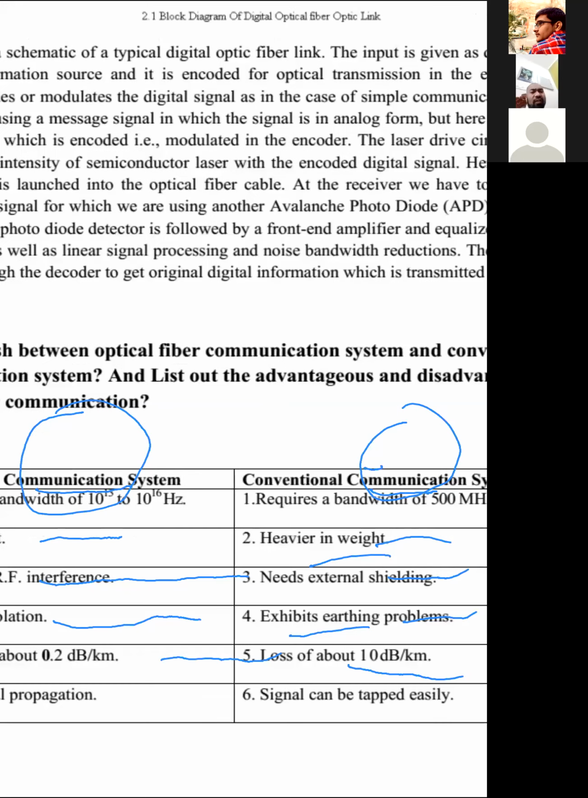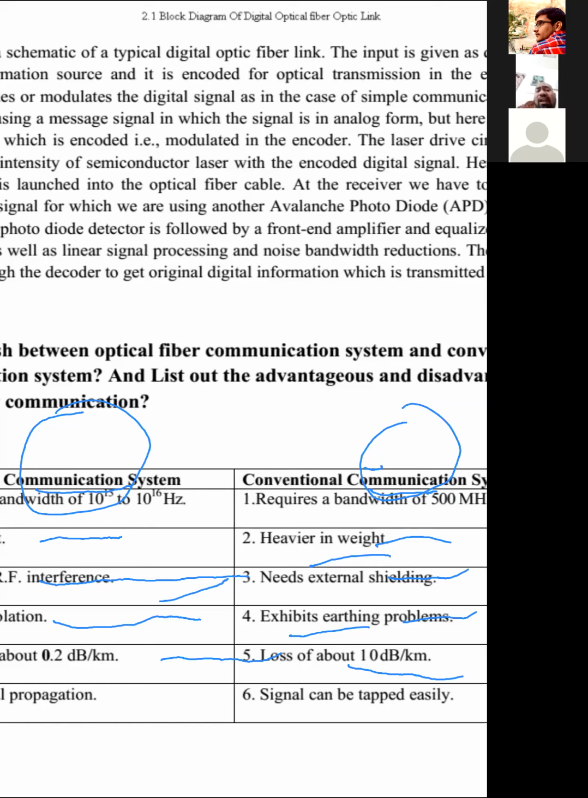Whereas, if I consider a 10 kilometer wire of optical communication, 10 into 0.2 is 2 dB. Now you can compare here. Here you are getting 2 dB loss for a 10 kilometer wire of optical fiber. Here we are getting 100 dB loss for 10 kilometers. So which one is better? Obviously, your optical cable is better.